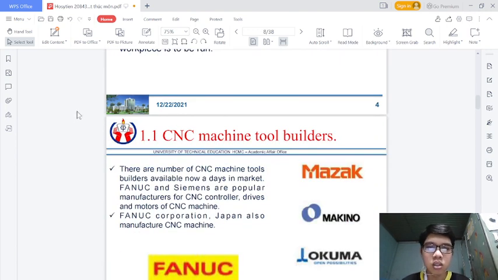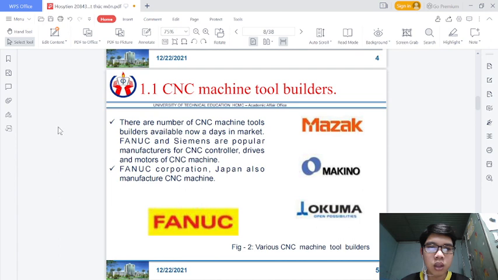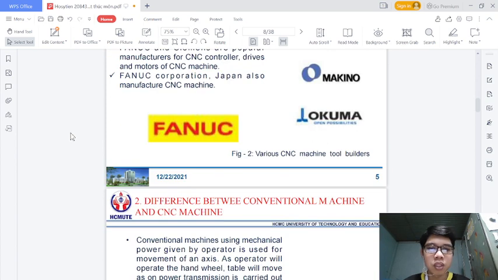1.1 CNC machine brands. There are a number of CNC machine brands available nowadays in the market. Fanuc and Siemens are popular manufacturers of CNC controllers, drives, and motors for CNC machines. Fanuc Corporation also manufactures CNC machines.